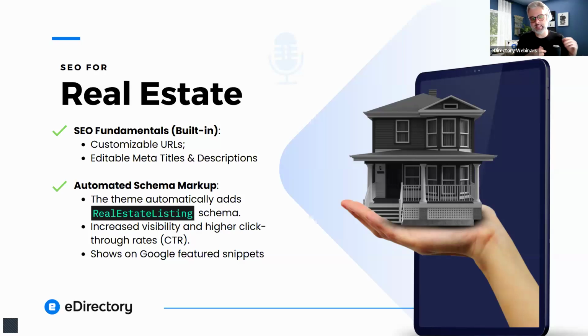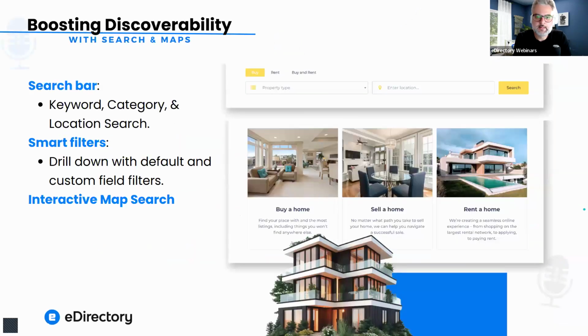You have probably seen it, for example, when you search for a room to rent or a place to rent. Sometimes Google will show you availability, number of bedrooms, and prices as well. eDirectory has the same, and that is done because of the schema markup. In this case, it's called a real estate listing, and eDirectory offers that built in inside this theme. So you don't have to worry about it.